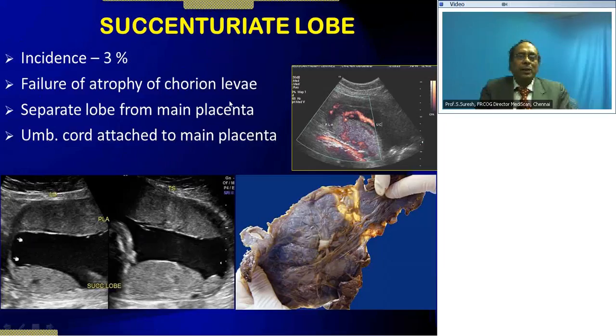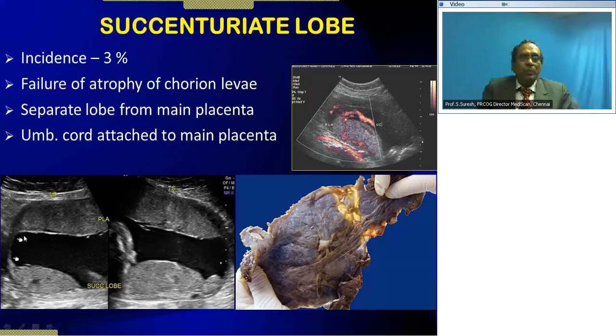Now, succenturiate lobe is something which we should be aware of, because the incidence is only 3%. It occurs because of a failure of atrophy of chorion laeve on one side. Normally when the chorion forms, you have the chorion frondosum which gets attached to the decidua, and on the opposite side you have chorion laeve. Over a period of time, this chorion laeve is supposed to atrophy, and if there's a failure of atrophy, that actually gives us a lobe there. It's a lobe which is separate from the main placenta, as you can see here.